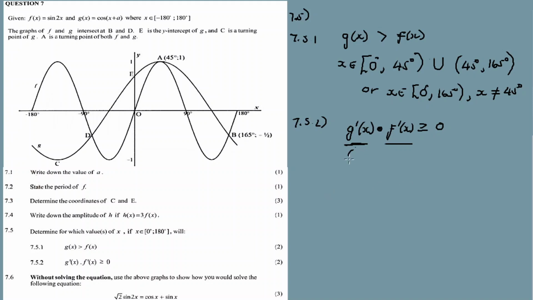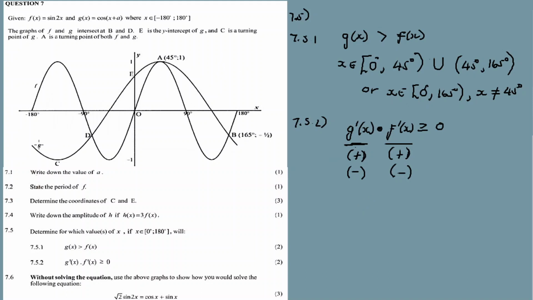Meaning that i-gradient ka g kwamele ibe positive. Nangabe positive i-gradient ka g, ne-gradient ka f kwamele ibe njani? Ibe positive ngoba the value must be greater than or equal to 0, ne? And if i-gradient ka g in negative, nale ka f kwamele ibe njani? Ibe negative. Yes, kwamele ibe negative. So sifuna the parts of the graph where sithola ama negative gradients or ama positive gradients, right?